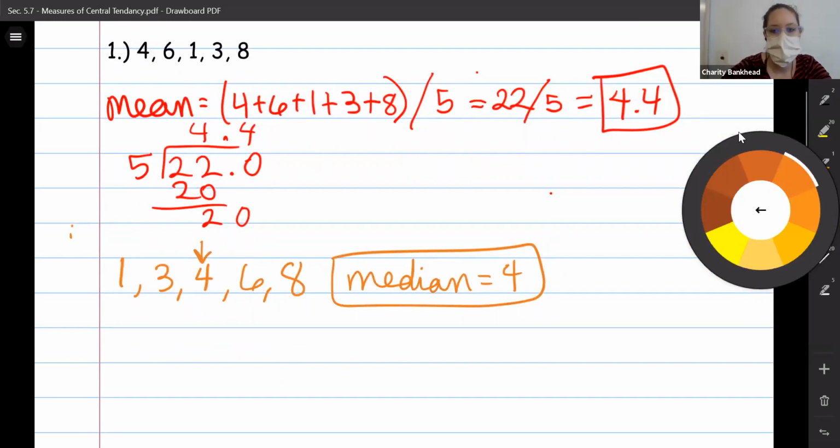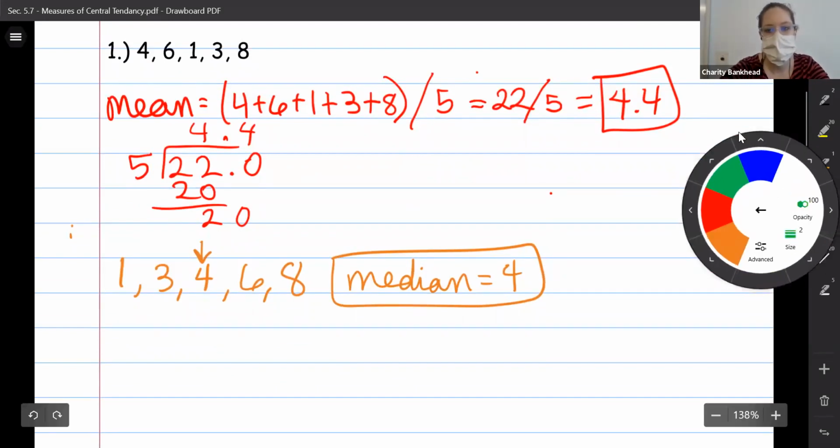All right, and then what about the mode? There's nothing repeated, so there's no mode.